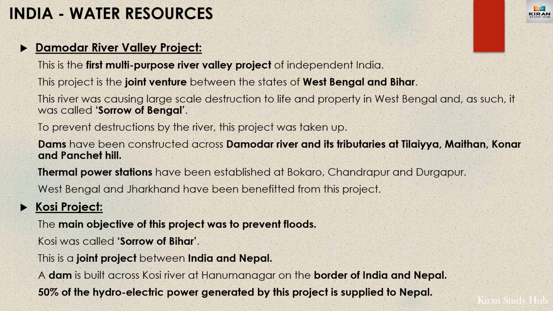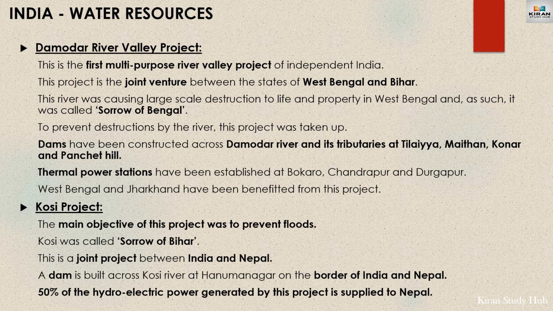River Damodar was called the Sorrow of Bengal because it caused frequent floods and large-scale destruction to life and property. To overcome the floods and destruction, the dam was constructed. Today, dams have been constructed across river Damodar and its tributaries at Tilaiya, Maithon, Konar and Panchet Hill. We also find many thermal power stations near the Damodar river and its tributaries. Today, most of the benefit of this project goes to West Bengal and Jharkhand.